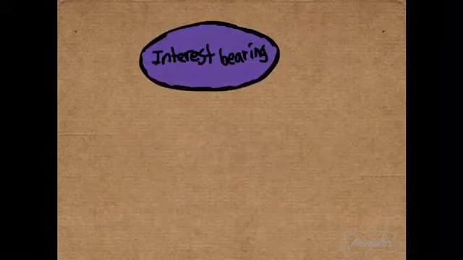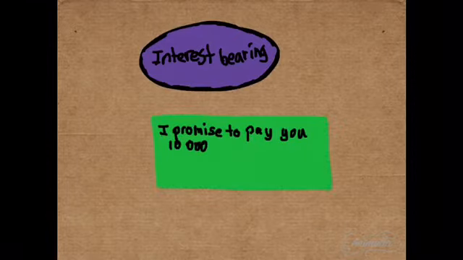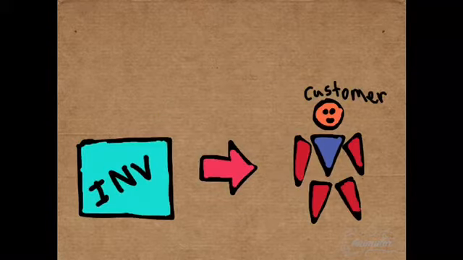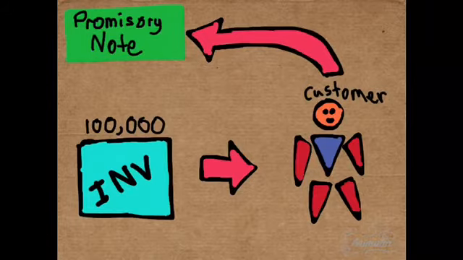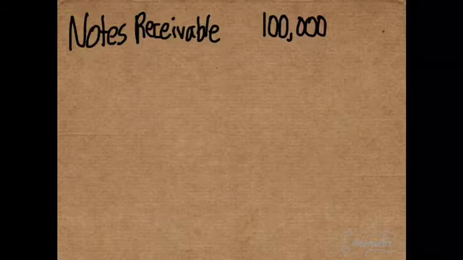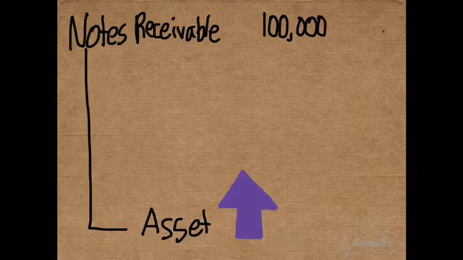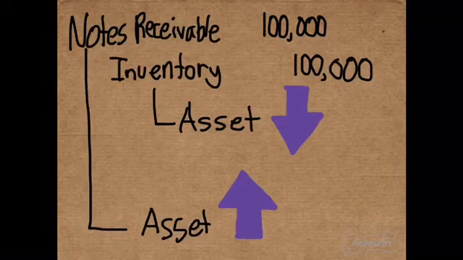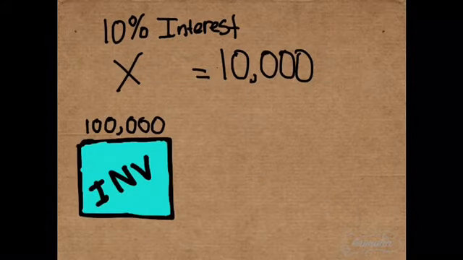So when we are talking about interest-bearing notes receivable, that means there's an interest already written on the note. Now let's say we sold inventories to a customer amounting to 100,000 and we also received a note with a written promise to pay. Knowing that you received the note, your notes receivable would increase. That's why it would be put on the debit side. And our inventory is sold, which means it would decrease. That's why it is put on the credit side.